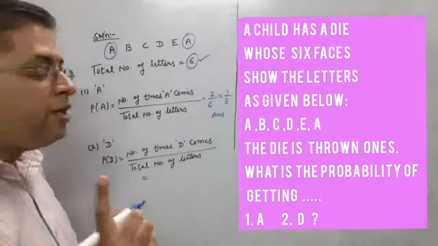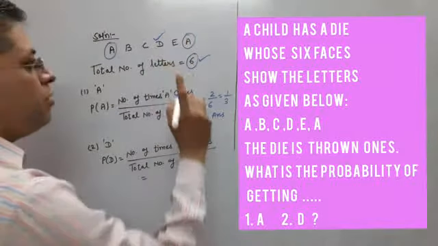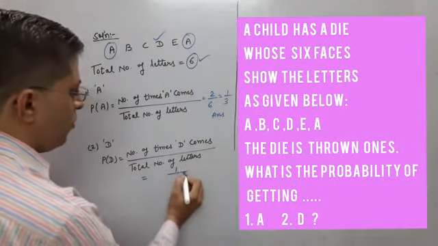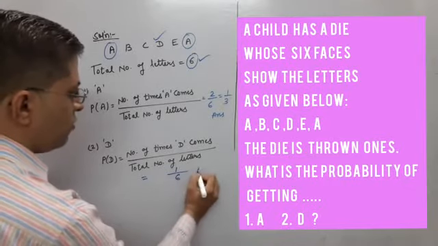Now check it. How many times D? Let us check. D is coming only 1 time. So I can write here 1 upon total number of letters, 6. This is your answer.